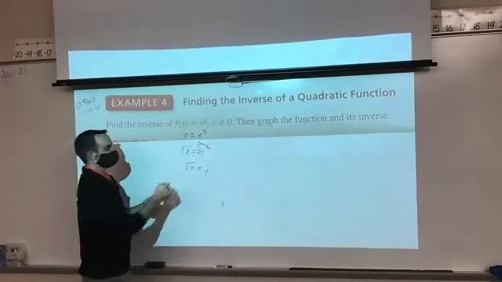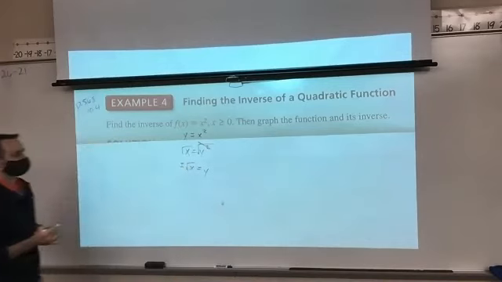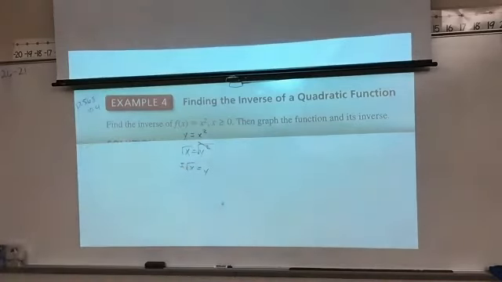When I took the square root of something, technically it should be plus or minus the square root of x. Okay? Plus or minus is going to show up every time we take the square root. It's going to be a plus minus. We can't forget about that.